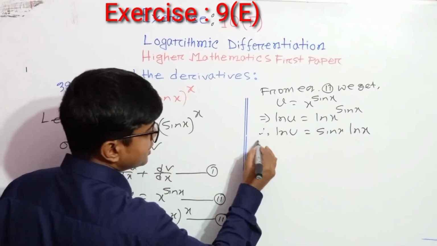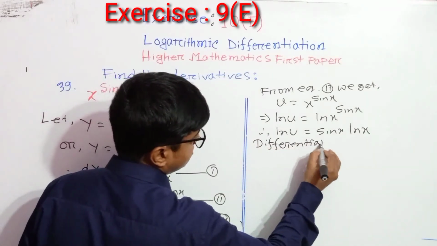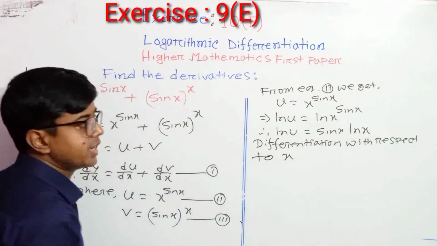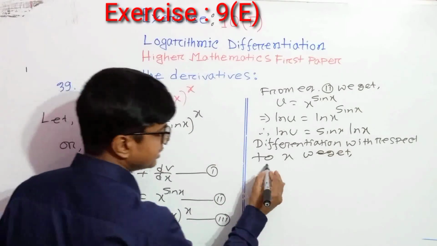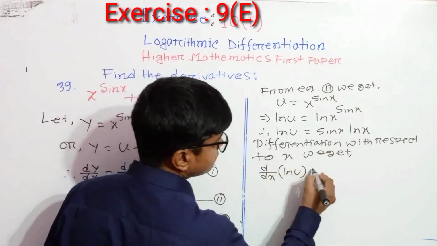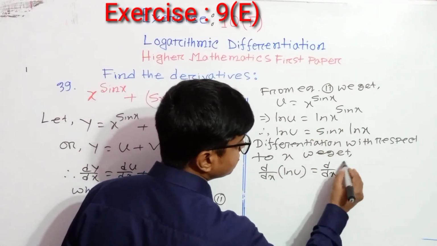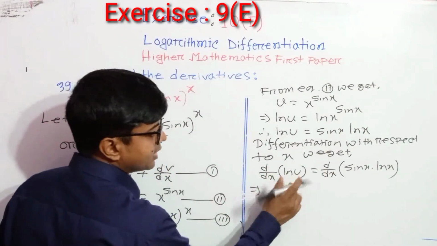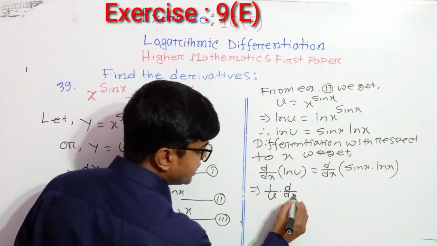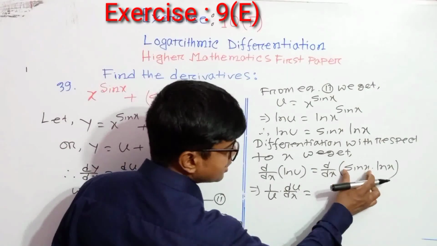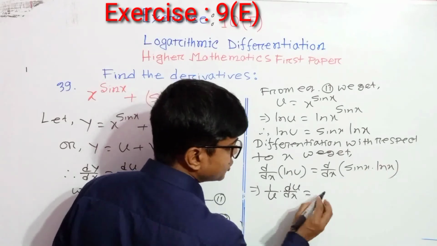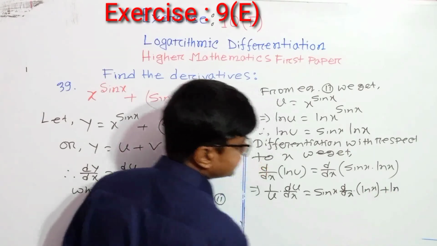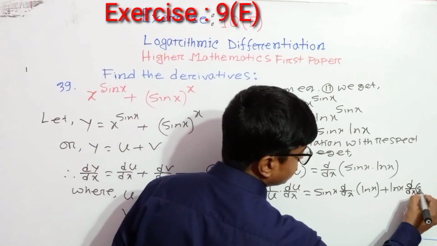Now differentiation with respect to x, we get d dx of ln u equals to d dx of sin x into ln x. Now we can write d dx of ln u, it will be 1 by u into d dx of u equals to, here suppose sin x is u and ln x is v, so sin x into d dx of ln x plus ln x into d dx of sin x.